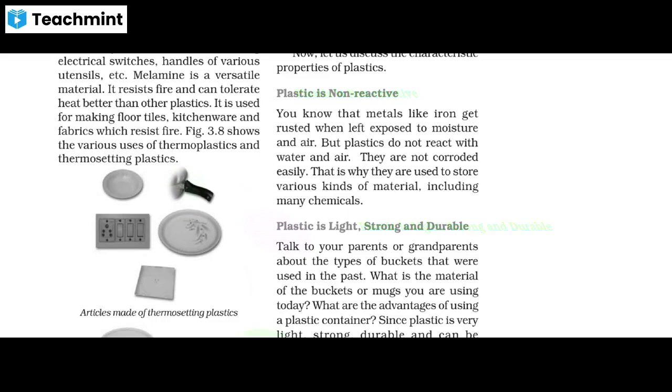Now, what are the characteristics of plastic? The first characteristic: plastics are non-reactive. For example, with metal, we know that if any iron articles are exposed to moist air during the rainy season and winter season, meaning water as well as air is present, those articles start rusting. So iron starts rusting, and after some years, to restore its strength, we used to paint it.